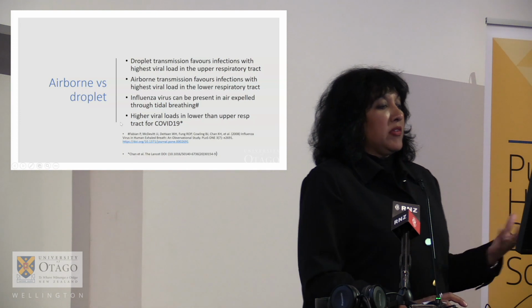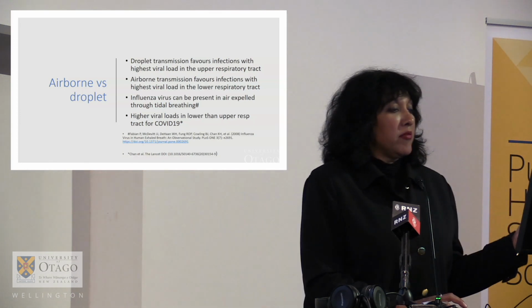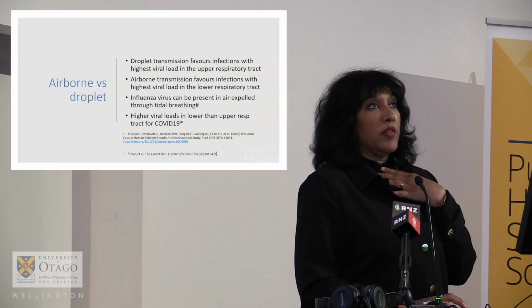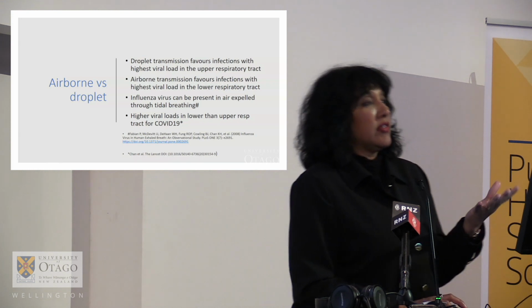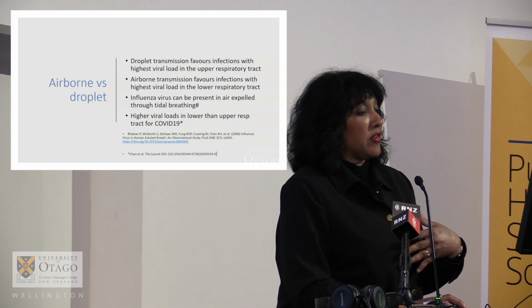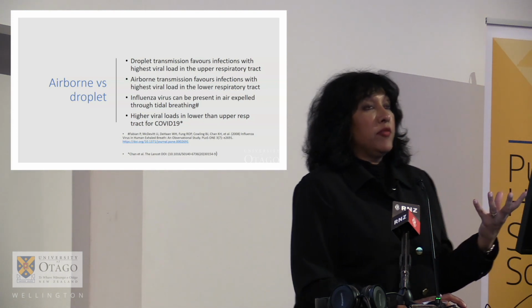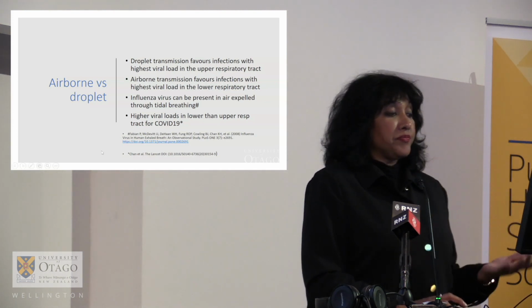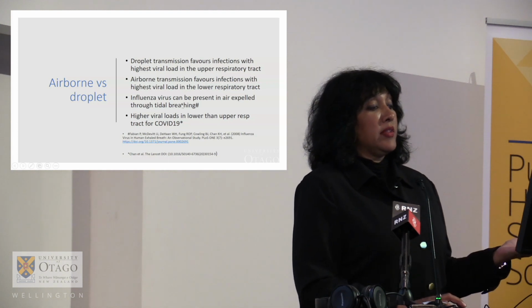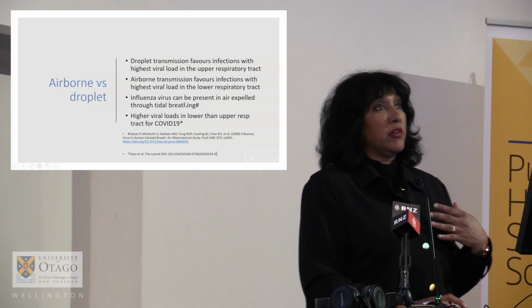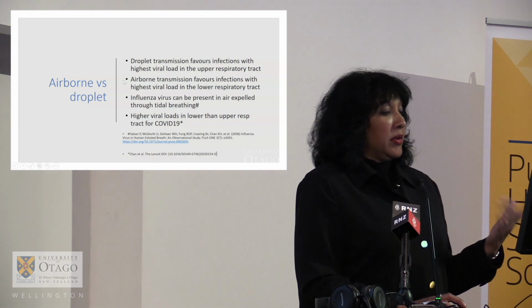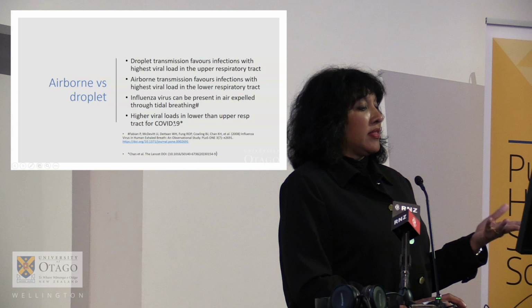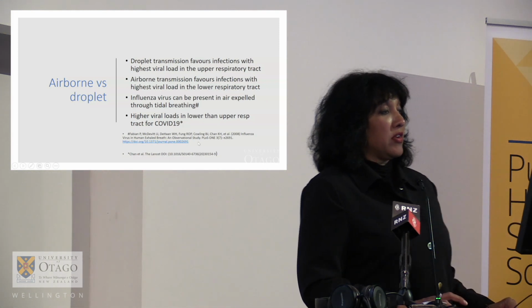So droplet transmission, theoretically, if you believe this paradigm, favours infection with the highest viral load in the upper respiratory tract, whereas airborne transmission favours infections with the highest viral load in the lower respiratory tract. We're told that influenza is droplet transmitted, but studies have shown that influenza virus can be present in air expelled through normal tidal breathing without even a cough. And we know for this COVID-19 that there's higher viral loads in the lower respiratory tract.